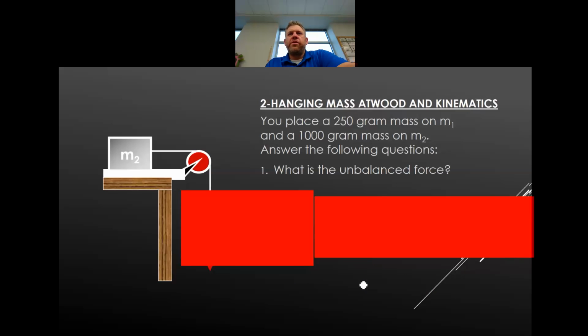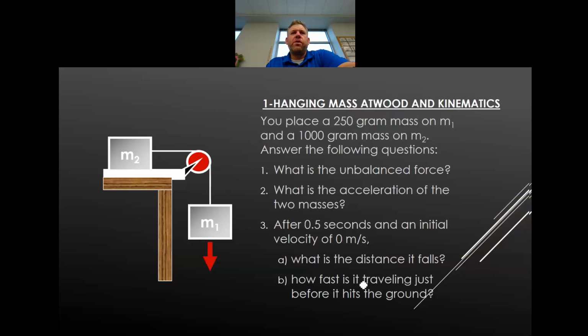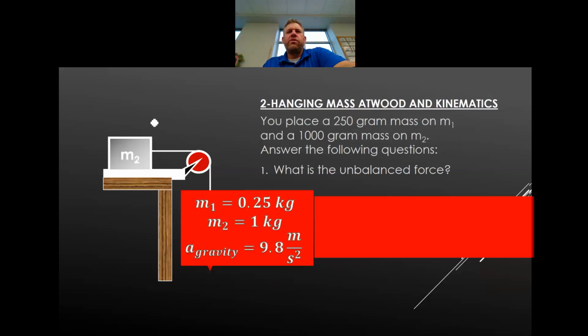Let's try it out. So you place a 250 gram mass on M1. So M1, remember, that is going to be this one right here, because that one is right there, even though this is 1,000. This is going to be a frictionless surface, which I'll make sure I add to it. Because all of these things are frictionless, we know that that's going to cause movement. So in this case, all of the force is directly responsible from M1.